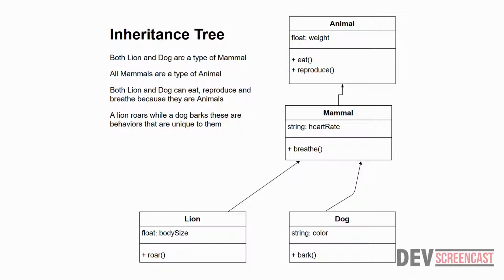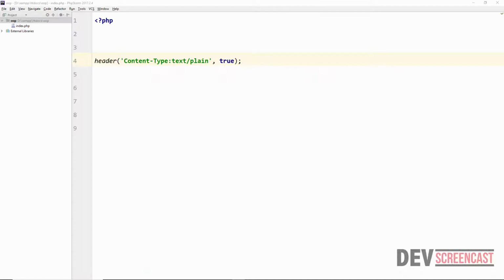You have a base or parent class, and then you have a subclass which extends the capability of that base class. And based on the definition, the subclass can only make use of those properties and methods which are defined in the base class that are public or protected. Let's now see how we can implement this in PHP.